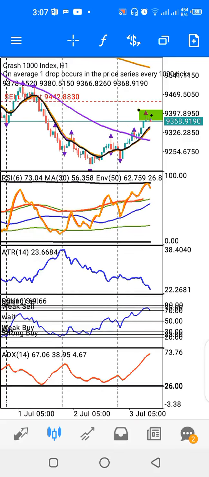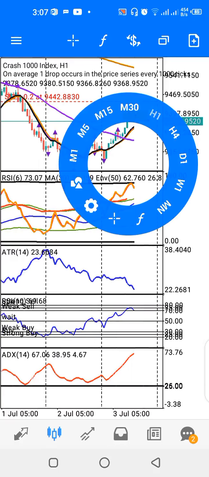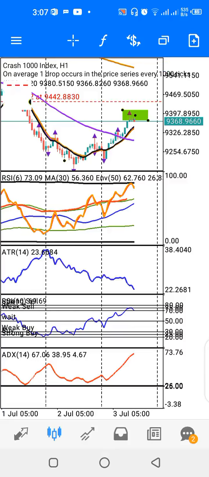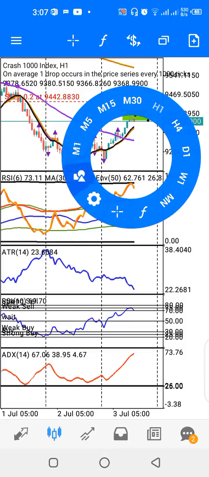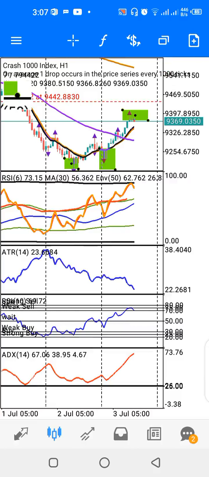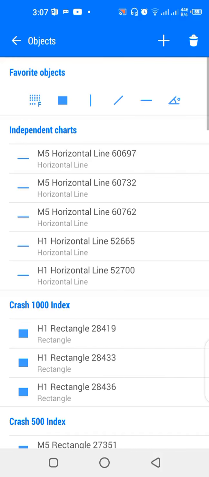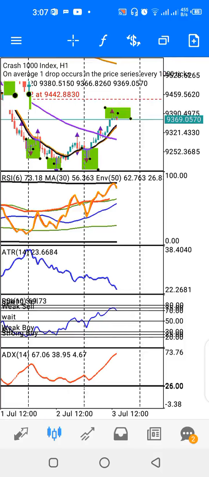But I can also see the formation of an inverted head and shoulder. This is the head. This is the shoulder. And this is another shoulder. And this has already played out. I expect it to reverse, but if it does not reverse, I will close the trade with a small profit. But that's not the case for this video.